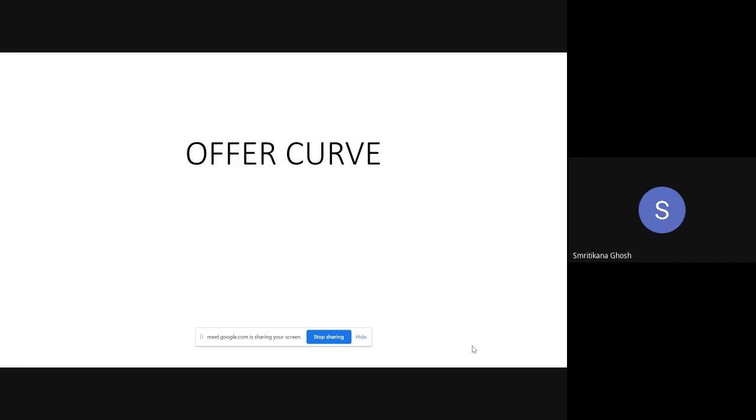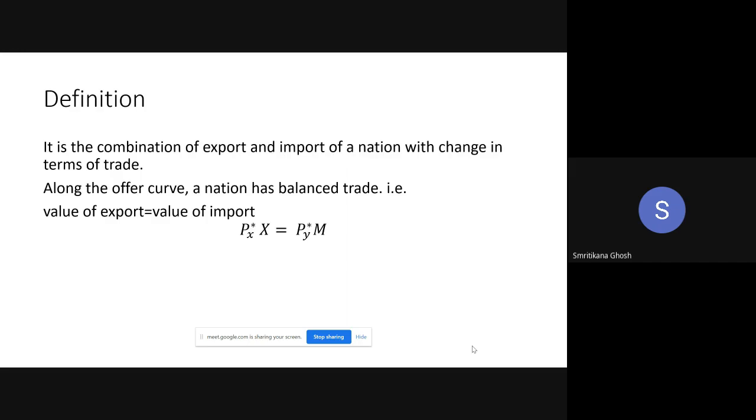Offer curve. This is another curve which we never discussed before. This is something new based on our known concept. The curve is new, but the concept is known to us. So, what is the offer curve? It is the combination of export and import of a nation with change in terms of trade.